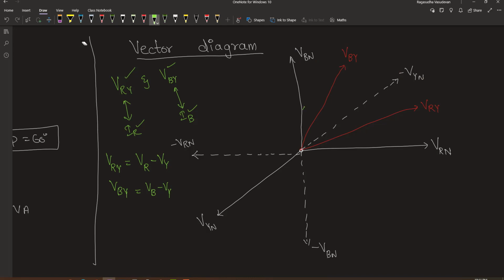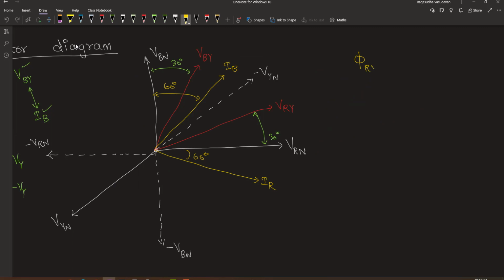We know that the angle between two phases is 120 degrees. Therefore, the angle between negative of Y phase and R phase is 60 degrees, and hence the angle between VRY and VRN is 30 degrees. Similarly, the angle between VBN and VBY is 30 degrees. Now let's draw the current vector. Since the load is inductive, the current lags behind the voltage by an angle of 60 degrees. So behind VBN, IB lags behind 60 degrees.